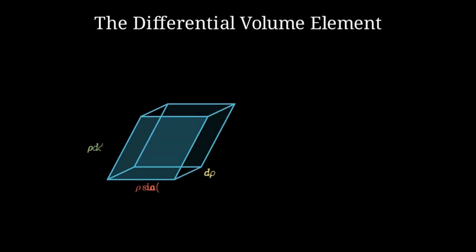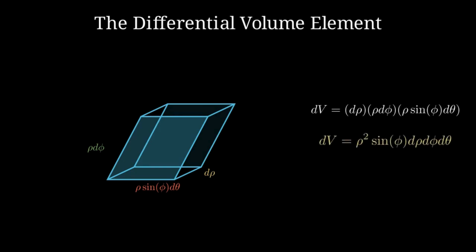To integrate, we need the volume of an infinitesimal element, dV. Because the grid lines are curved, the sides of our box are not just dρ, dphi, and dtheta. We must account for the increasing width as we move away from the origin.